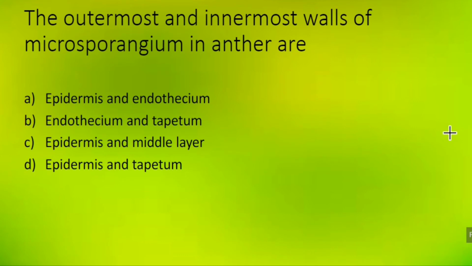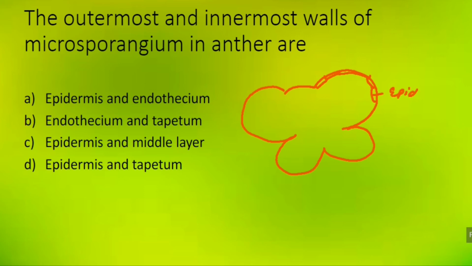Outermost and innermost walls of the microsporangium in anther are. So we know that when we are drawing the anther with the microsporangium in it, the wall layers, 4 types are there. The outer thin wall is called the epidermis. Inner to the epidermis, there is another thin layer. That layer is called the endothecium. Inner to the endothecium, a few 2-3 layers of cells are there forming the middle layer.